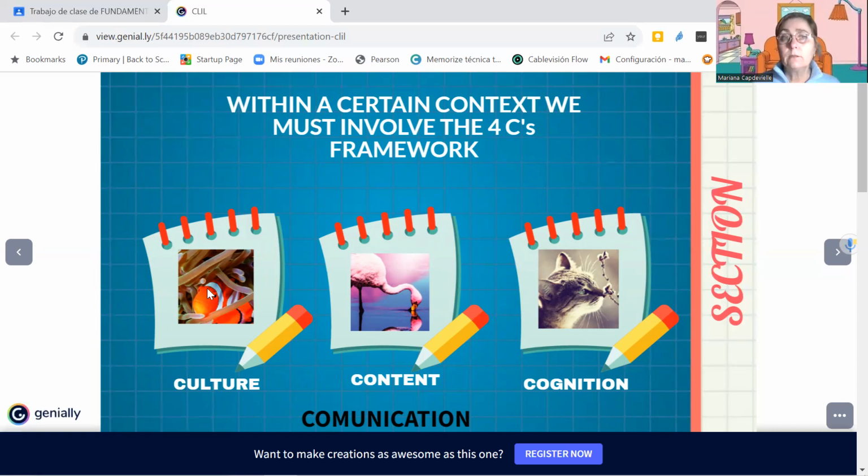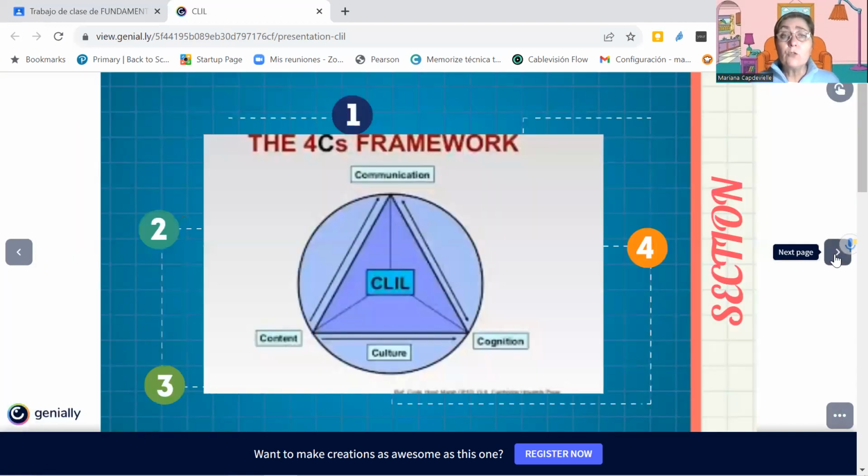And we have culture also, because culture tells me about everything. Imagine we are talking about government systems, we're talking about dictatorships. So we are evaluating governments in different countries in Latin America. So we are here working on the culture as well. So these are the 4Cs framework that have to be present when we create a CLIL unit of work. So here we have the 4Cs dimension, yes, in a graph. Sorry, I clicked where I shouldn't have.